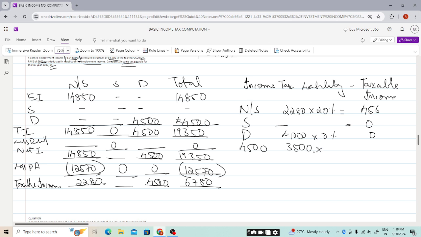3,500 will be taxed, as this is within the basic rate limit, so it will be taxed at what rate? Dividend falling within the basic rate limit will be taxed at 8.75 percent. So this will give rise to an income tax liability of 306. So our total income tax liability will be 762. This is our total income tax liability.